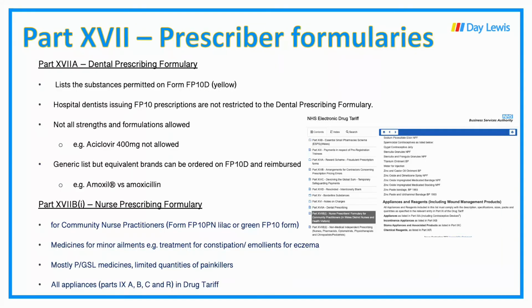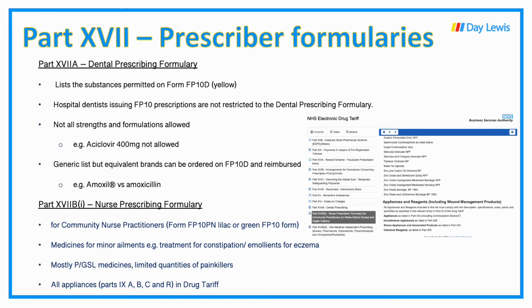Part 17 of the drug tariff shows us the prescriber formularies, similar to what you can find in the back of the BNF. Part 17A is the dental prescribing formulary, which is usually what dentists can prescribe on an FP10D yellow prescription. You'll notice that it's lots of items that are suitable for their practice, but not all strengths and formulations are allowed. For example, they are allowed some doses of acyclovir, but not acyclovir 400. And often you'll only see the generic drugs shown and not the brands unless they are clinically viable.